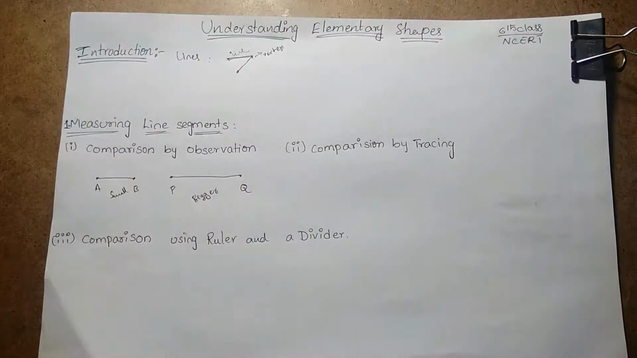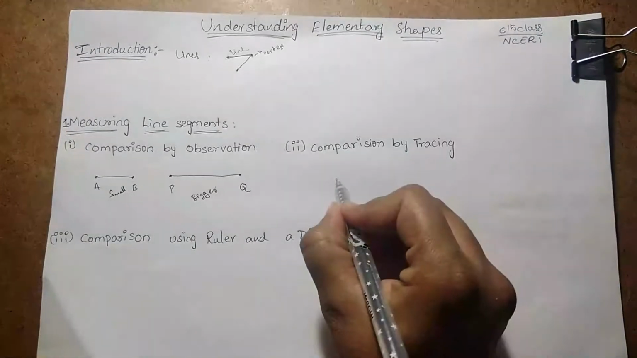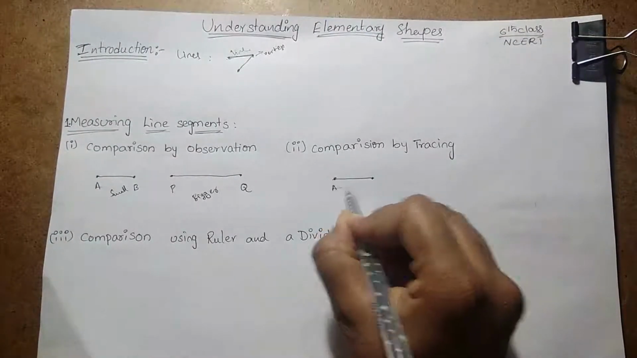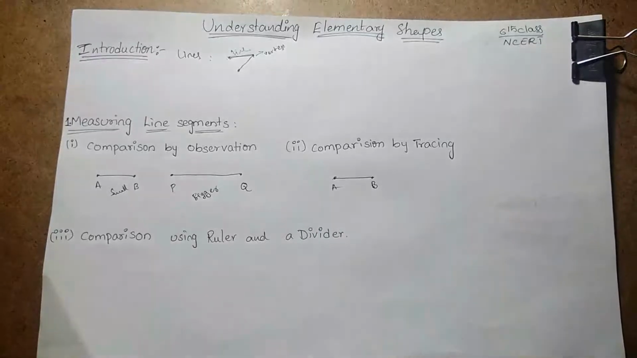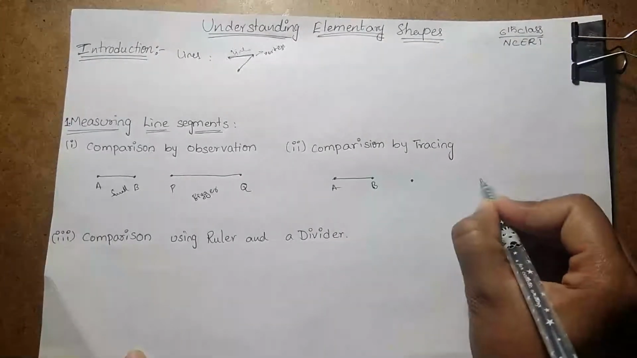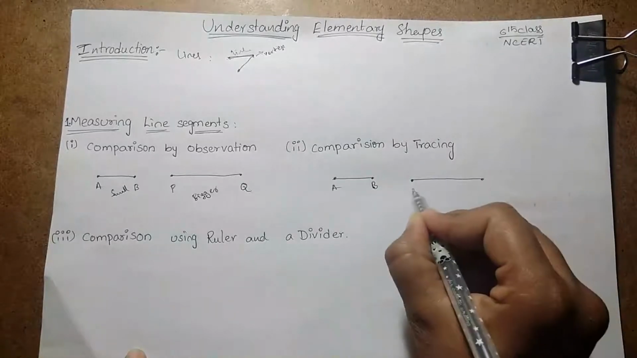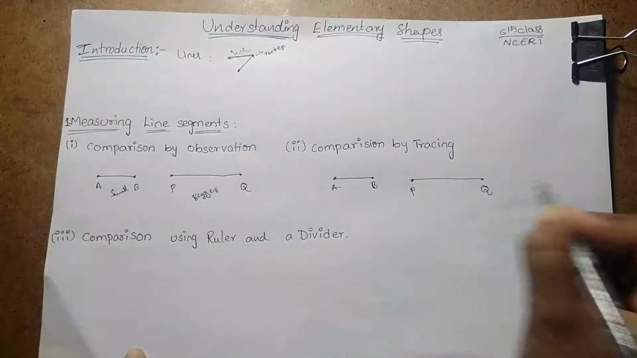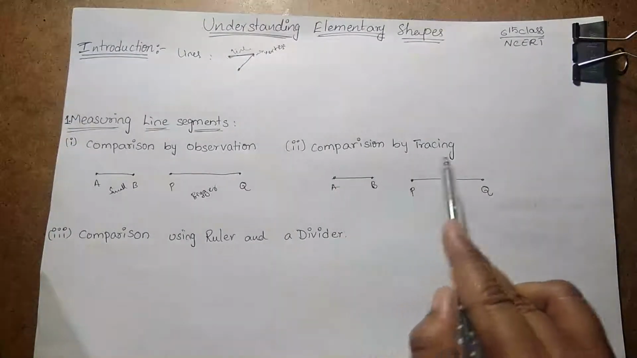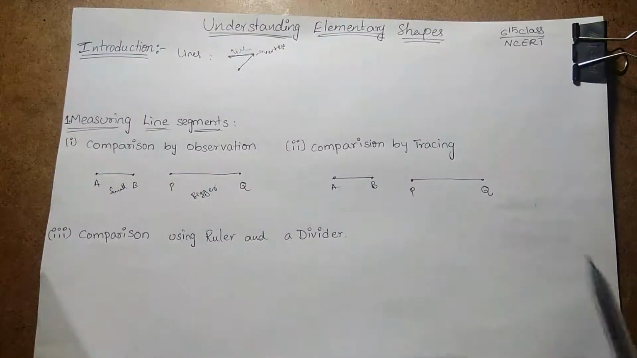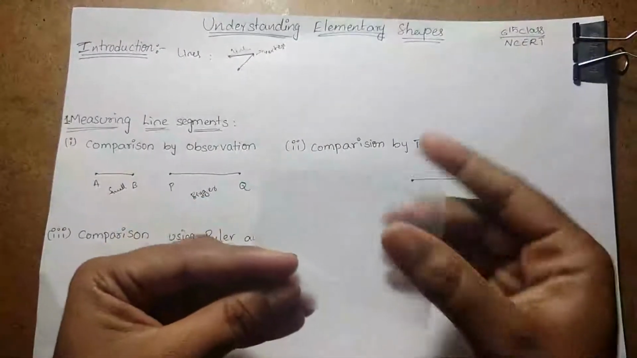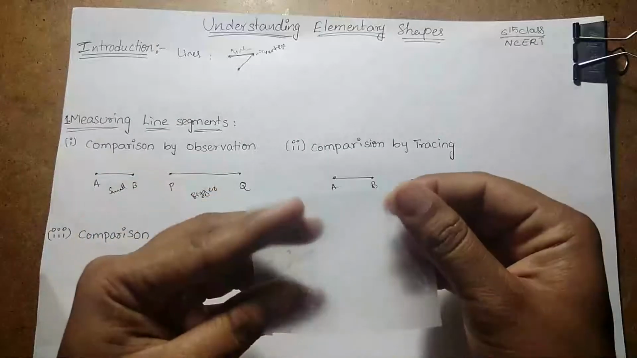Tracing is nothing but, if you take a line AB, so this was the AB line. If you take another line, PQ, which one is greater we have to tell. So by using tracing paper. Here, comparison by tracing. So now take a trace paper like this. This was transparent like this. So this is a small piece of trace paper.